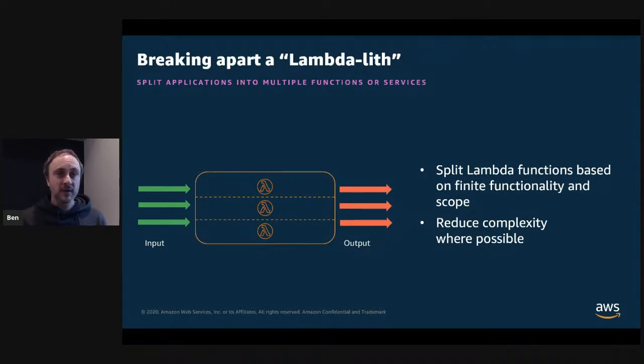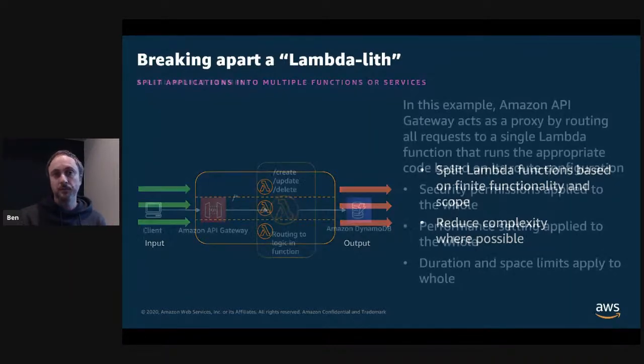The first thing you can do is look to split your lambdalith, your Lambda function, apart into multiple functions. Each function should have a small, well-defined functionality and scope. As a golden rule, you can aim to reduce complexity wherever possible by limiting the conditional logic in your Lambda function. And what you'll often see is a one-to-one mapping of an event invoke to a single Lambda function.